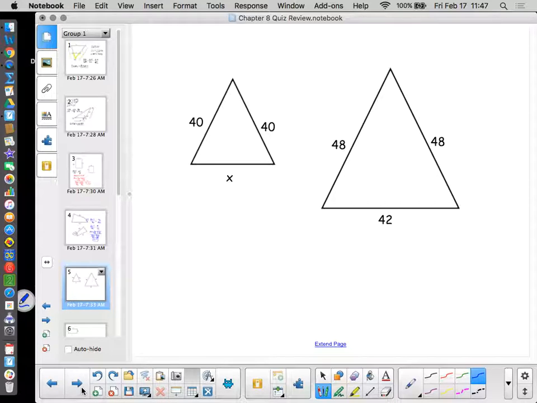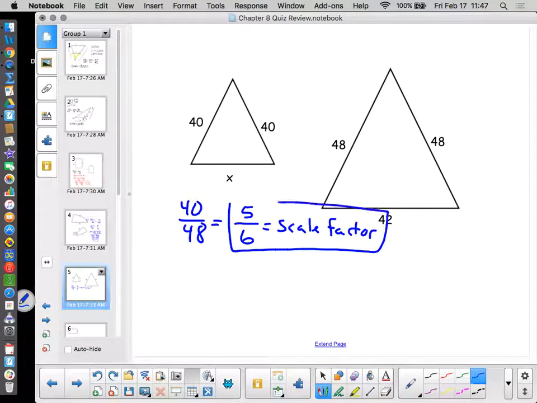So do I have a pair of corresponding sides I know the measurements of both of? 40 and 48 are corresponding sides. I don't care if they're the left and the right one, they're both isosceles. 8 goes into both of these, 5 times and 6 times, which is my scale factor. So my scale factor is 5 to 6. Right? So what would the ratio of areas be? I'm sorry, of perimeters. Let's start there. Yeah, it's 5 over 6.